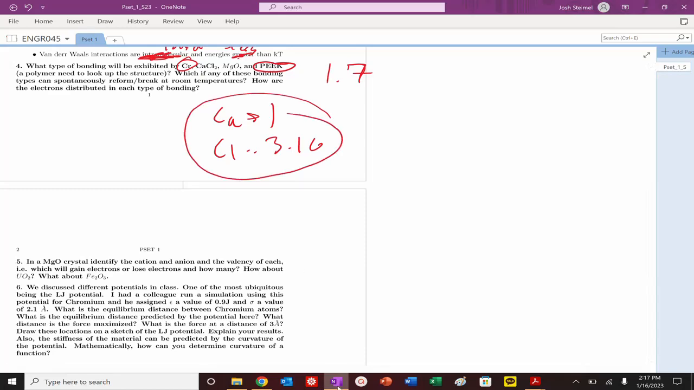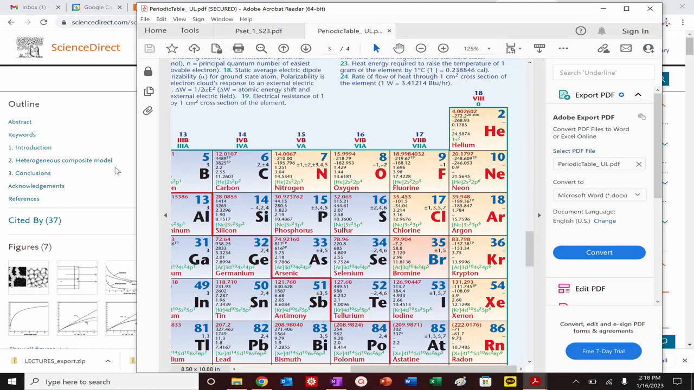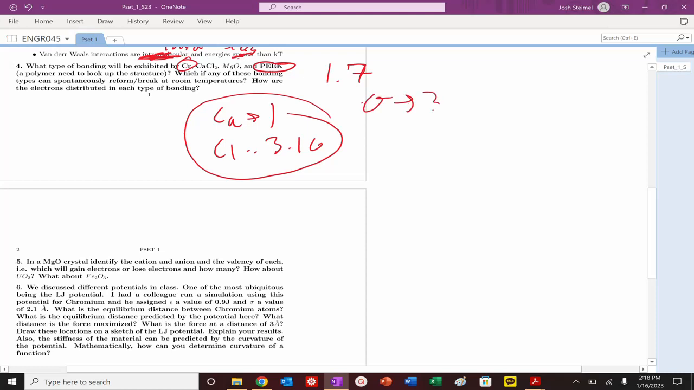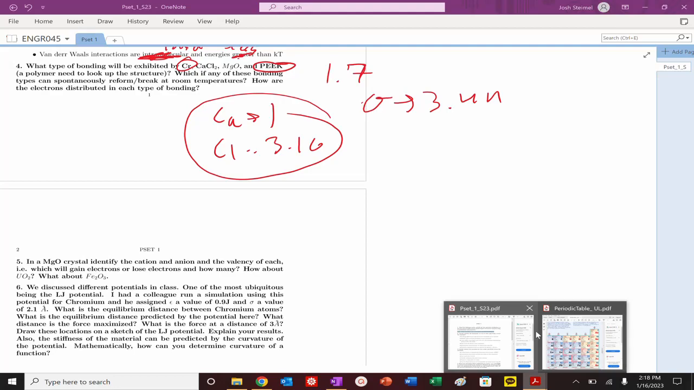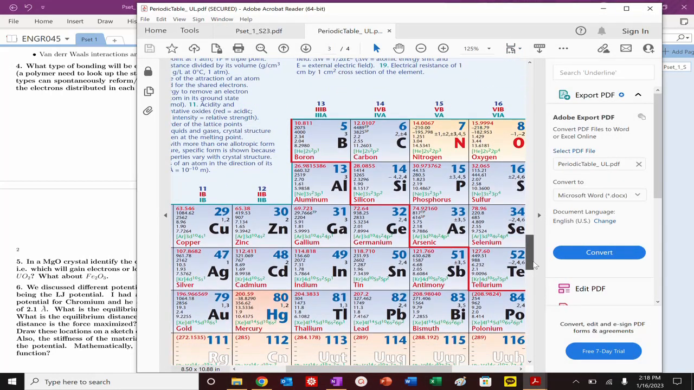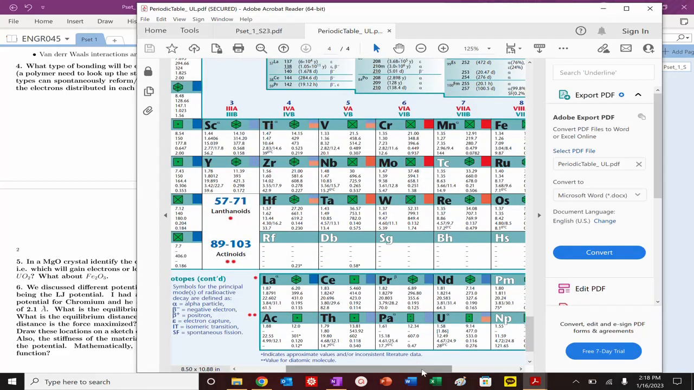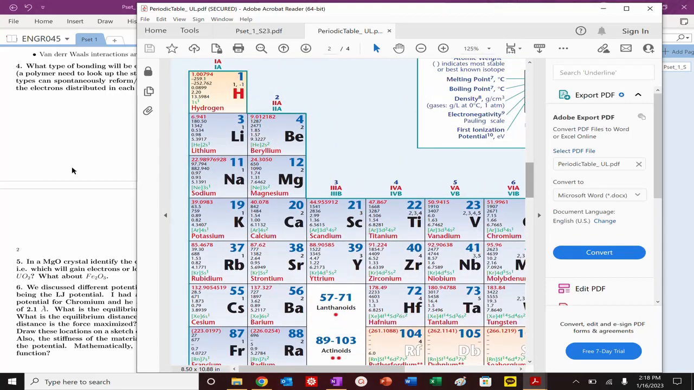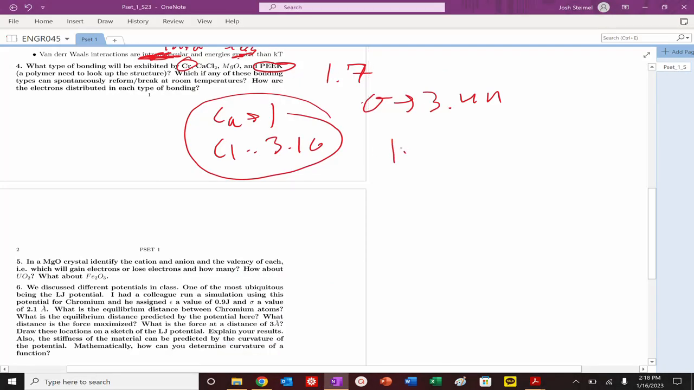What about Mg and O? So let's go ahead. O is 3.44. What about Mg? Mg, where are you? You're on the other page. We need you here. And it's 1.31. So Mg is 1.31. So again, that will also be ionic as well. So ionic.